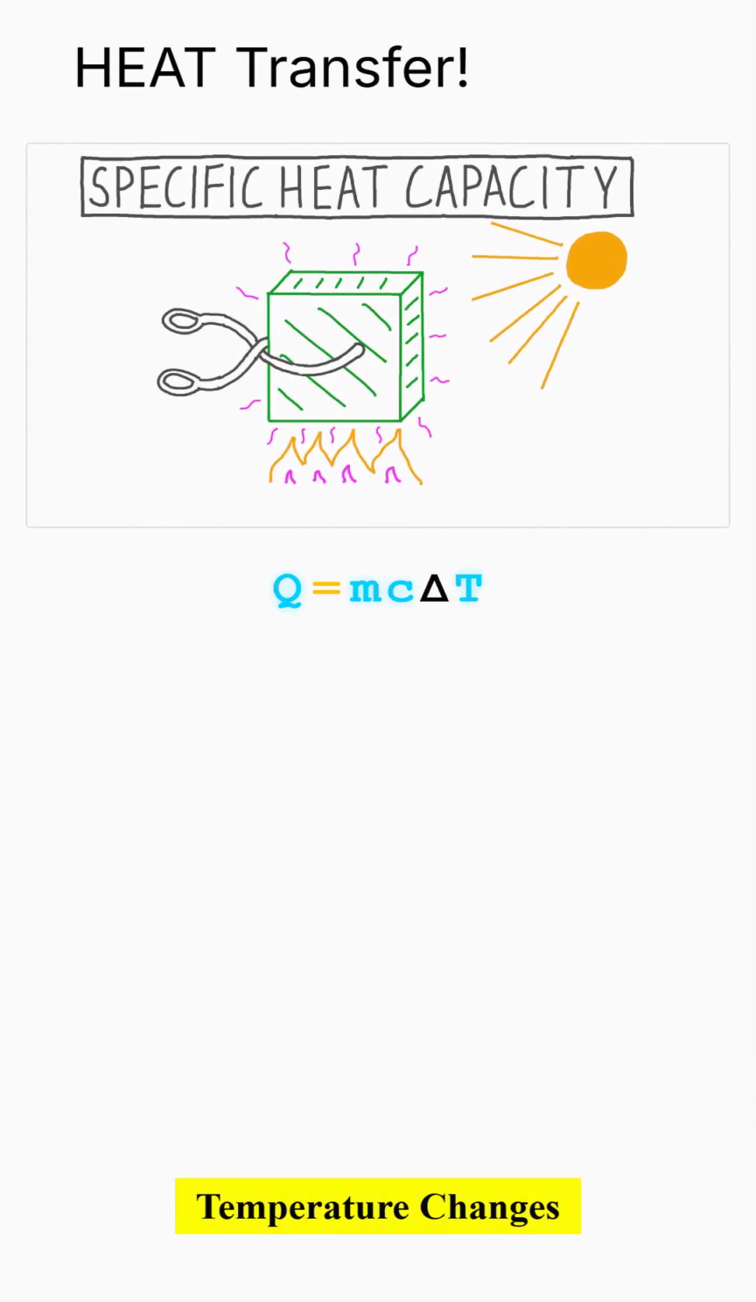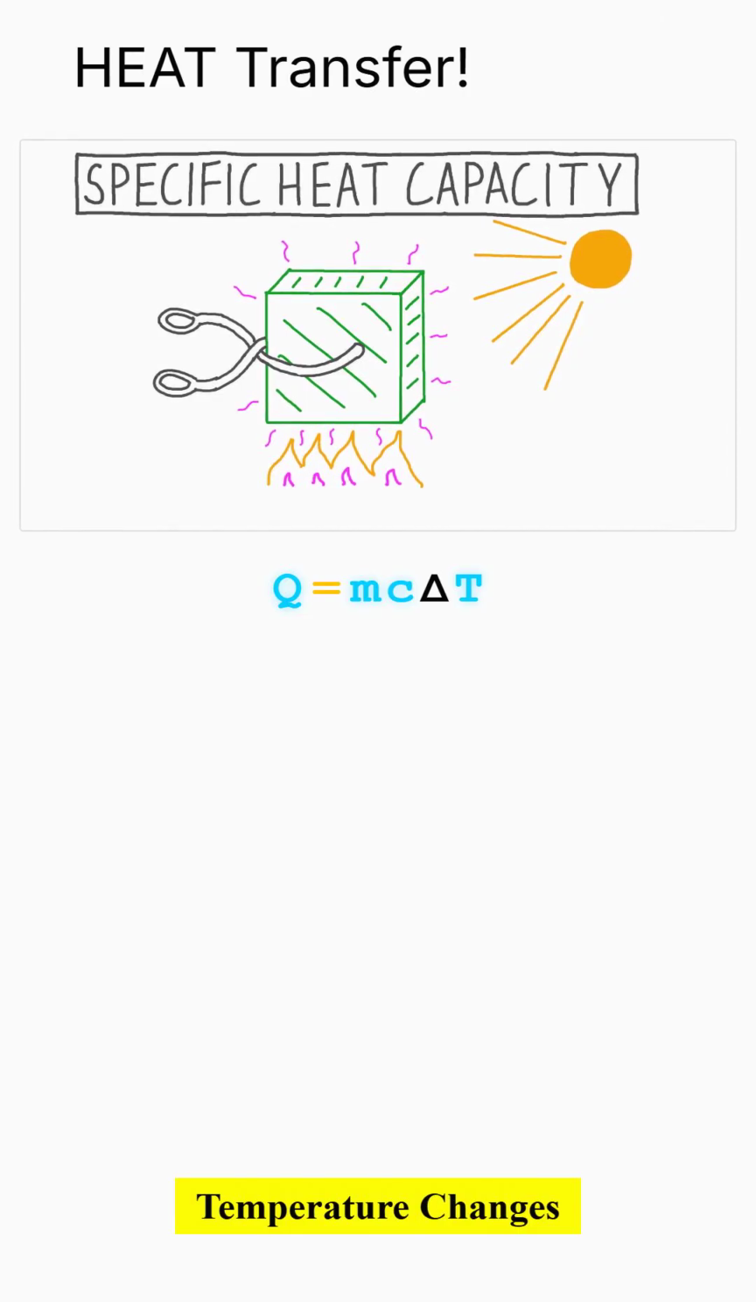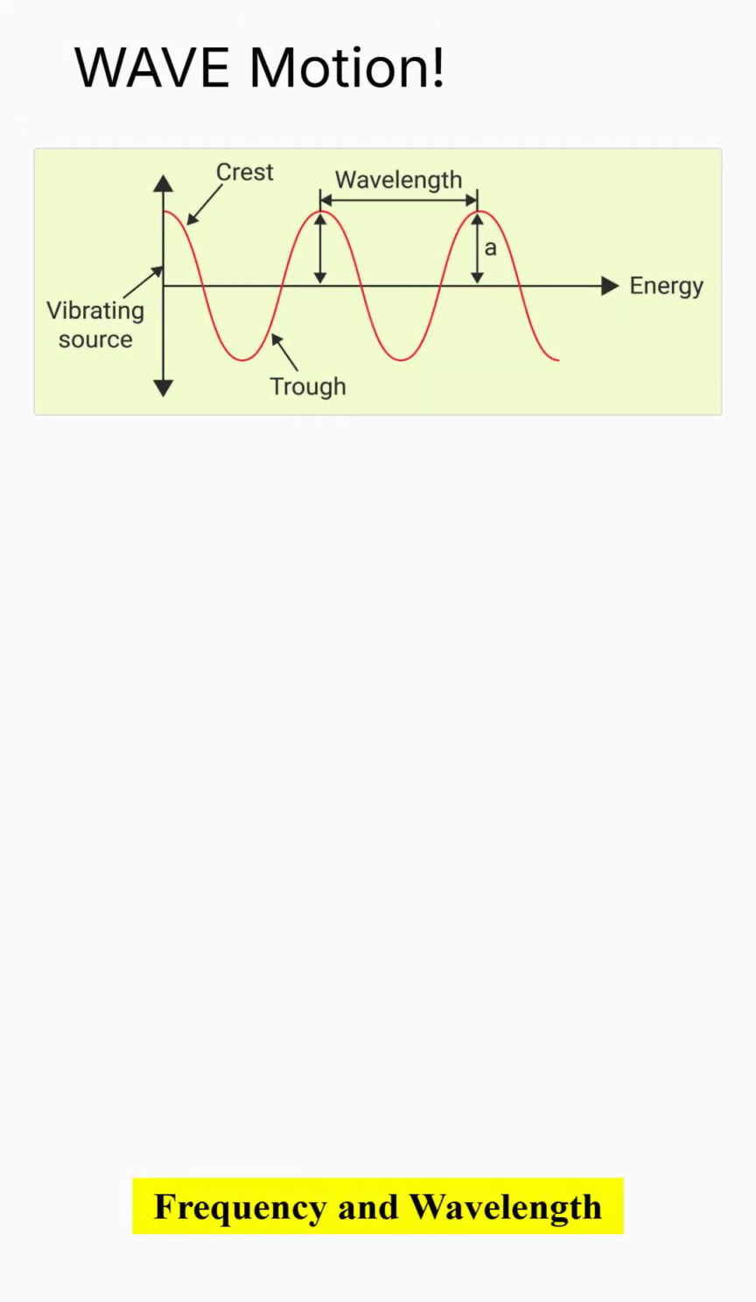Heat is a form of energy transfer. Q equals mc delta T calculates the heat required to change temperature, where m is mass, c is specific heat capacity, and delta T is the change in temperature. Q equals mL is the heat required for a phase change, like melting, where L is the latent heat. Feel the heat.